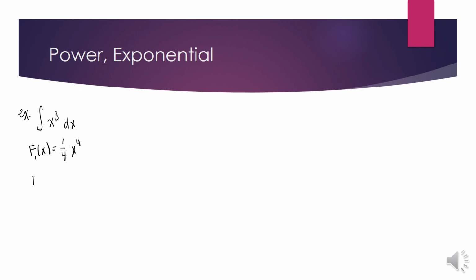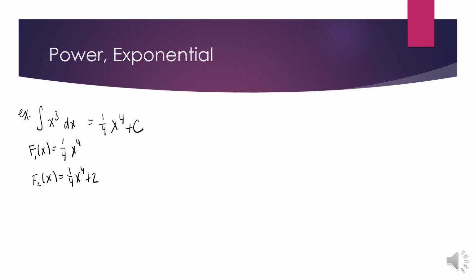That's not the only one though. I could have 1/4 x to the fourth plus 2. If you take the derivative of that, you're still going to get x cubed. I really could have added any constant. Because of that, we say the antiderivative is 1/4 x to the fourth plus some constant c.